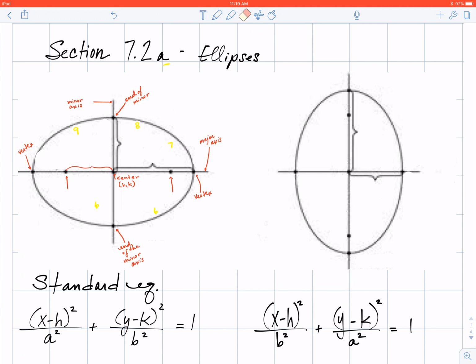The next thing I'd like for you to notice is that the ellipse also has a focus. Actually, it has 2 of them. 2 focus points.